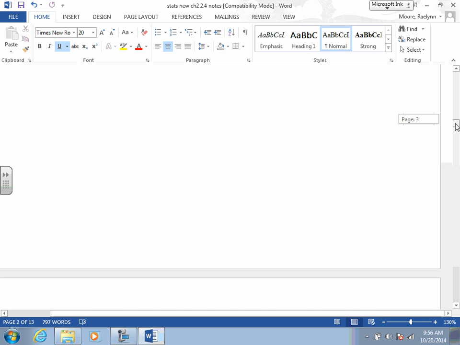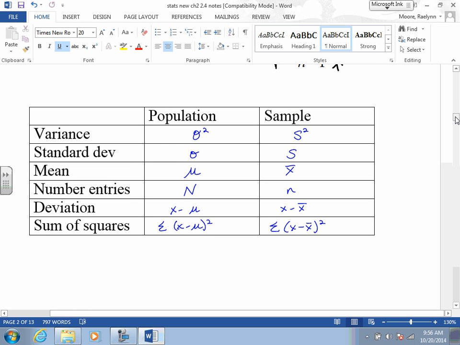On your student notes that you just picked up, I have this chart. Do I? No? In the back? No. You might want to write these down.